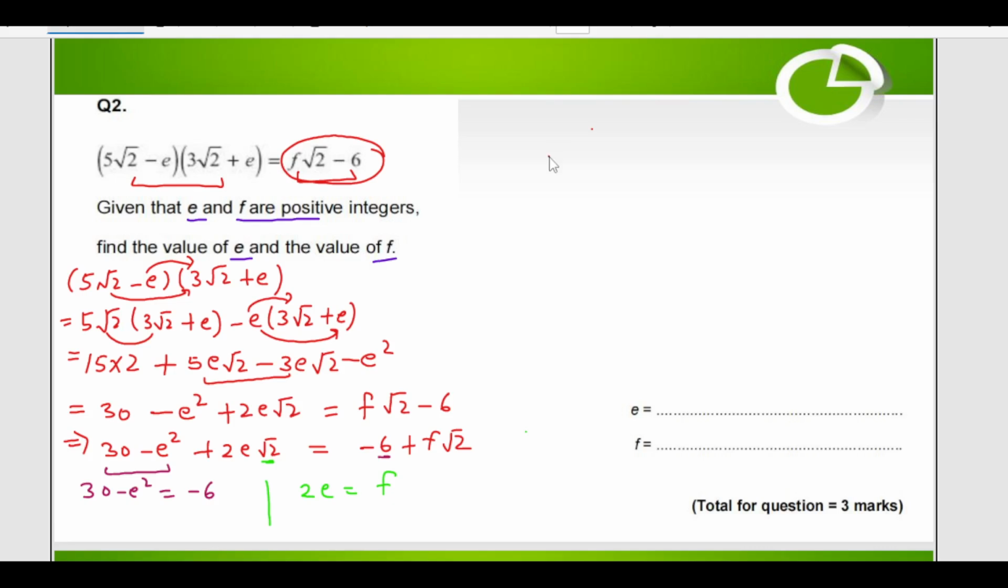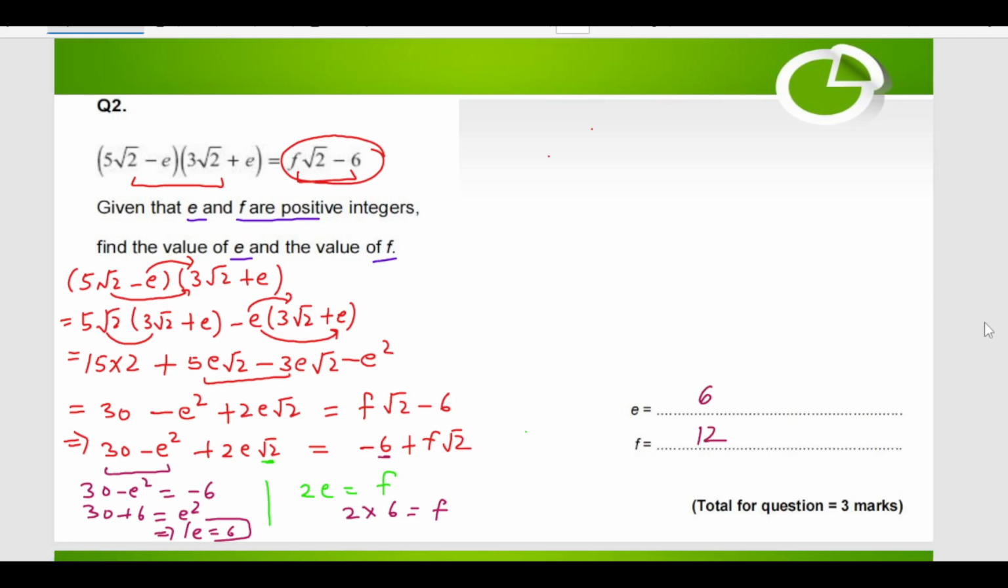So from here it is 30 plus 6 equals e squared, right? From here we get e as 6. So e is 6, so that value of e we can substitute here. 2 times 6 is f, which is 12. So we have e is 6 and f is 12, right? So I hope that's clear now. So let's jump into the next question.